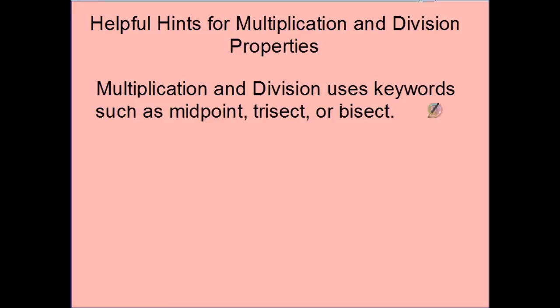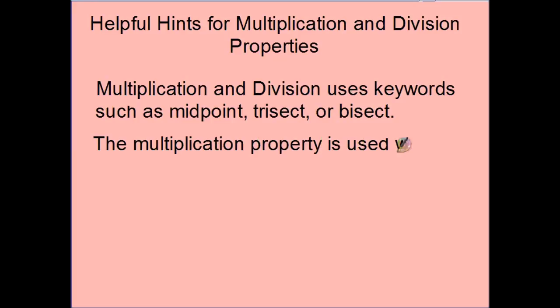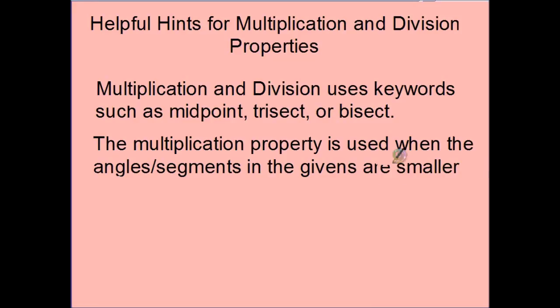So here's some helpful hints for multiplication and division. Multiplication and division uses key words such as midpoint, trisect, or bisect. You're never going to use multiplication or division when you don't have those key words. The multiplication property is used when the angles or segments in the given statements are smaller than in the conclusion. So what that means is you know one of the little segments or angles are congruent. You have key words about those big segments. Therefore, the big ones are going to be congruent by multiplication.